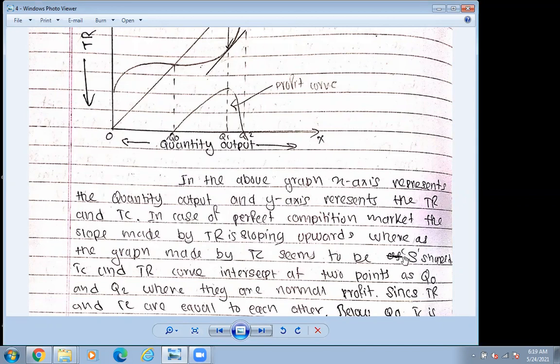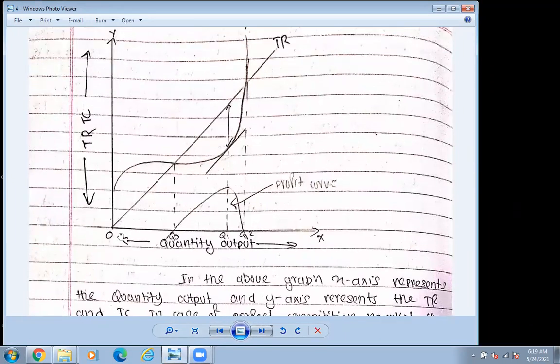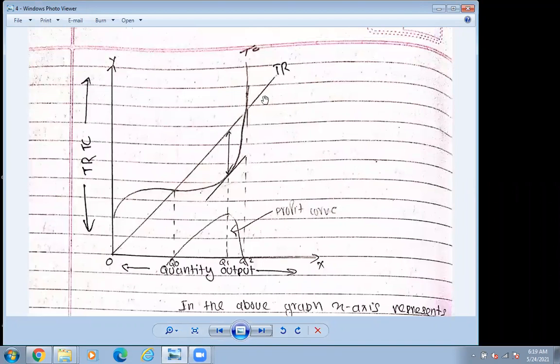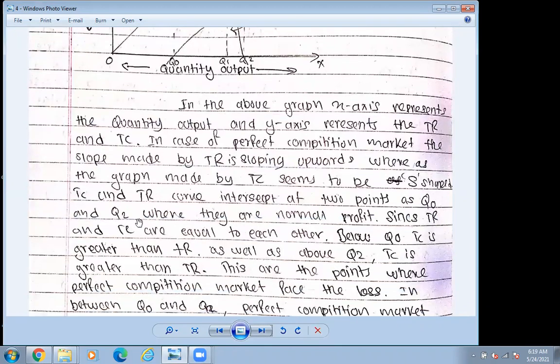Okay, inverse S shaped. So if inverse S shape is seen, the TC and TR, so TR is going to be straight up, okay, so it is inclined upward at 45 degree, and TC is going to be inclined S shape. Now after that, then after that, so what to write, so TR and TC.